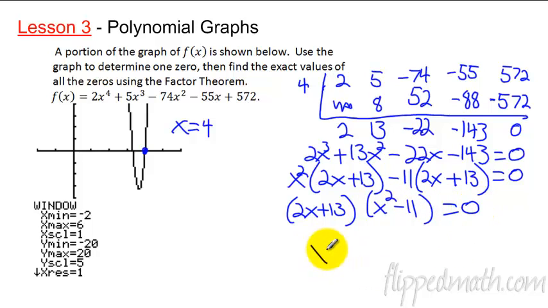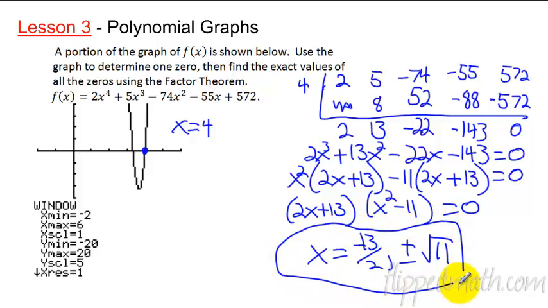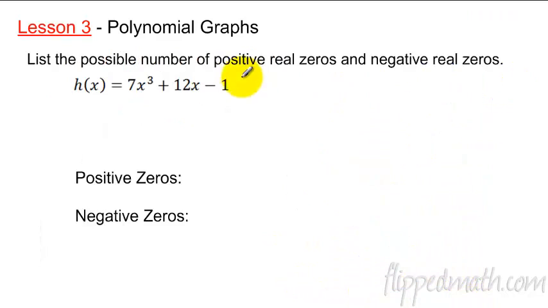And when you solve these, you're going to get x equals negative 13 halves, or a plus or minus the square root of 11 when you solve both sides of those. All right, now let's list the number of positive real zeros and negative real zeros.